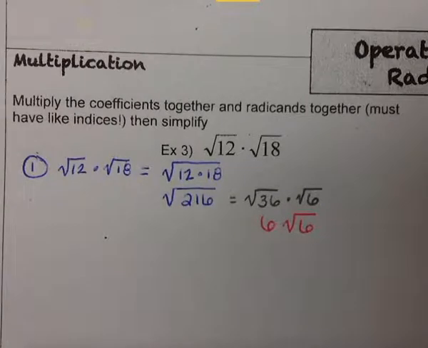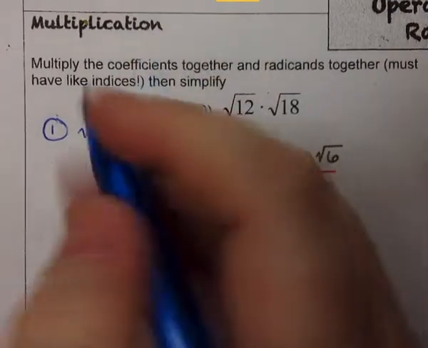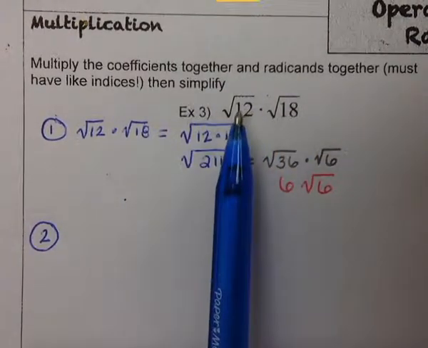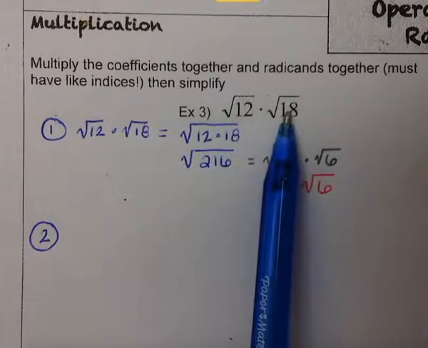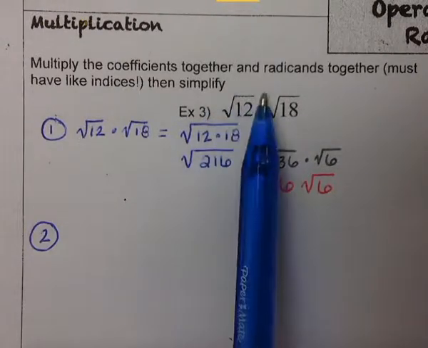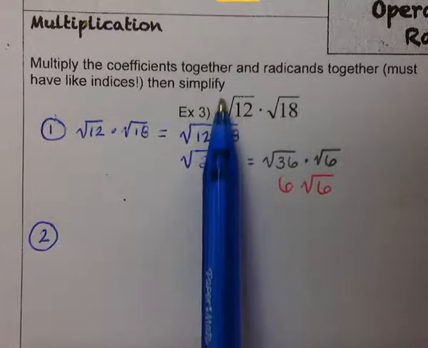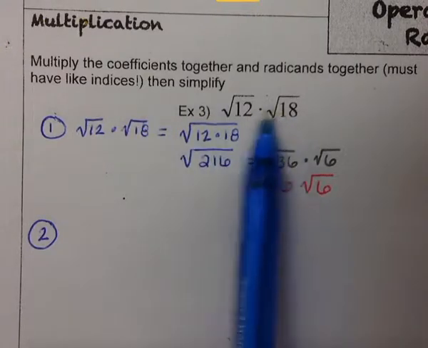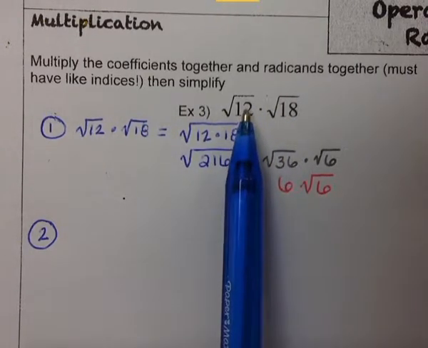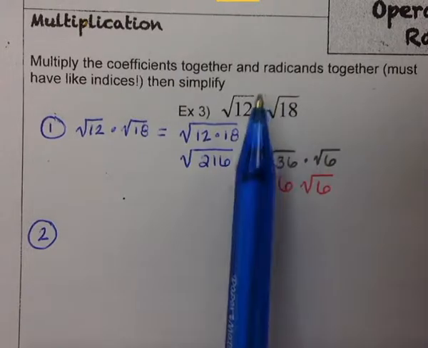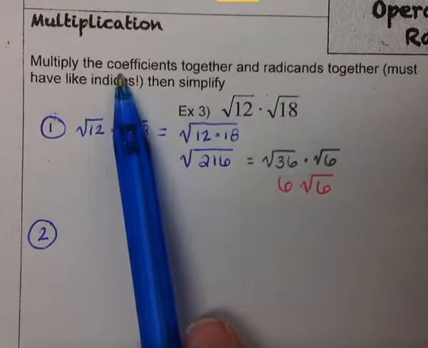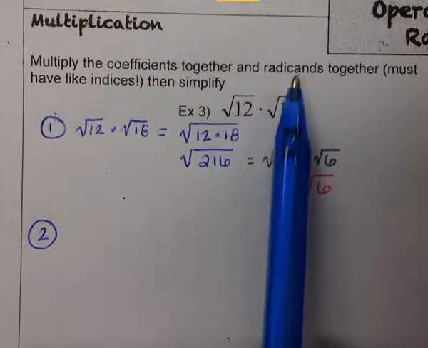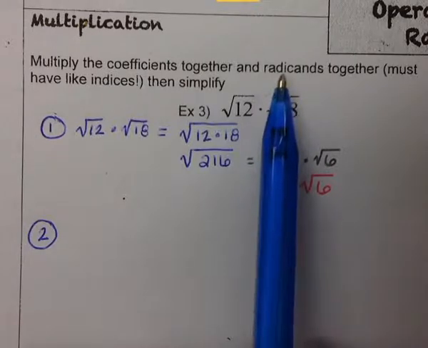I also want to show the other method, which could end up being a longer process, because I'm going to show you that you can simplify these ahead of time, then multiply the coefficients together. This one has a coefficient of 1, and this one has a coefficient of 1, so it did not affect the problem. But if I were to simplify them, they will have coefficients, and they will still have radicands. So we would have to multiply the coefficients, then multiply the radicands, and then potentially have to simplify the radicand again. So sometimes this could be a longer process.